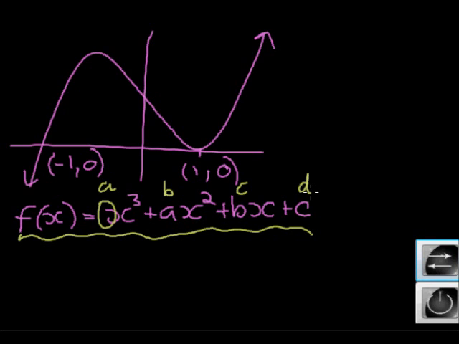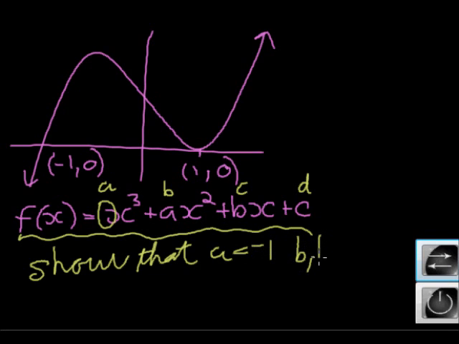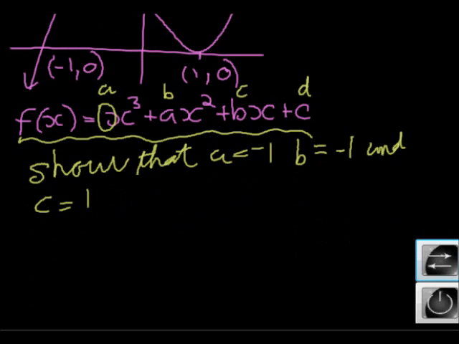Now they ask us to show that a is equal to negative 1, b is also negative 1, and that c is equal to 1. Okay, let's work backwards. Would you mind if we work backwards? Now, if you have to show that this is true, can you use it? No. That's your target. The reason why I want you to go backwards is so that you understand what I am doing. So let's just go backwards.